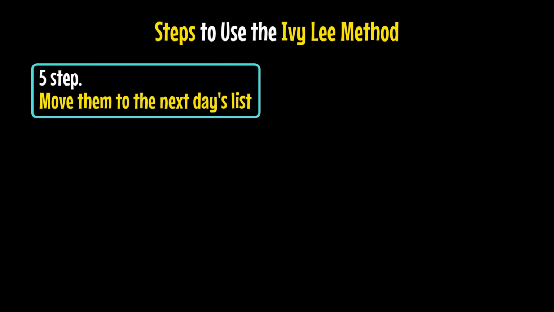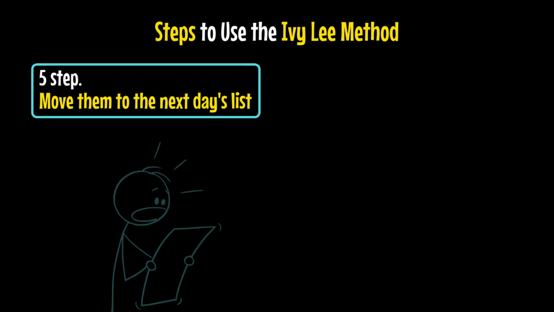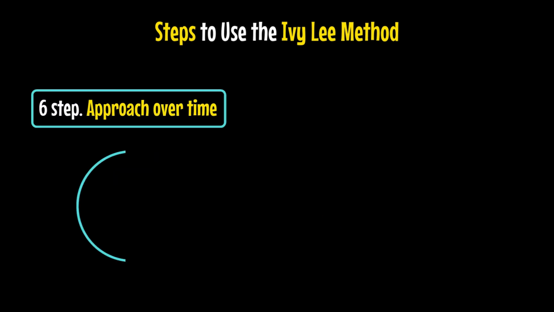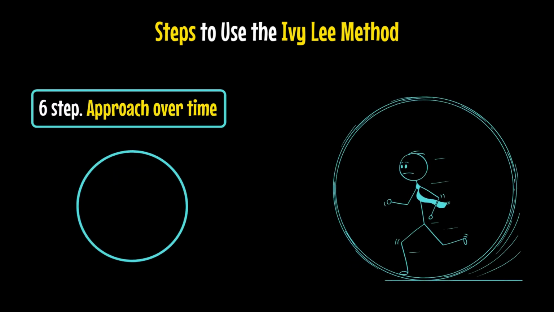Fifth step, if there are any unfinished tasks at the end of the day, move them to the next day's list and adjust priorities accordingly. Sixth step, repeat the process daily, refining your approach over time for improved productivity and focus.